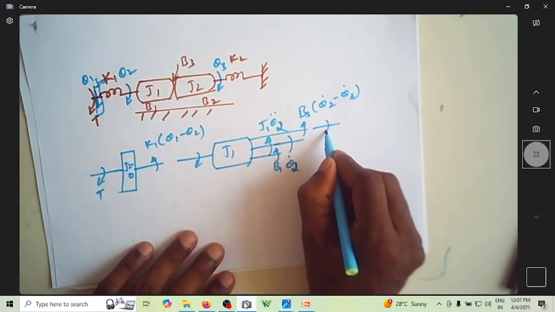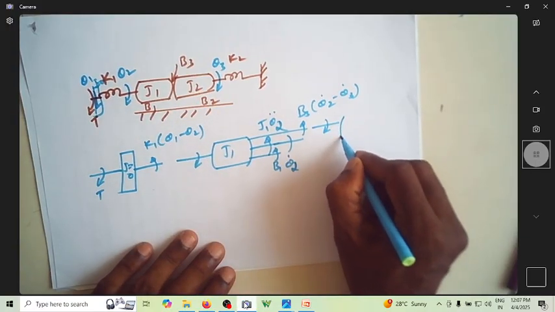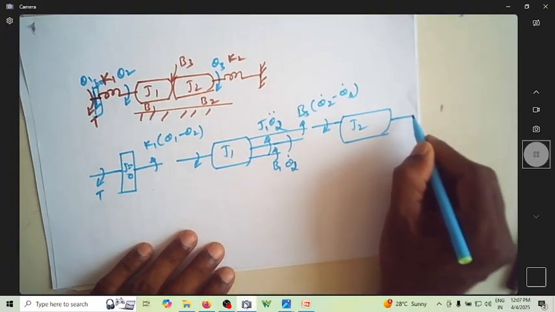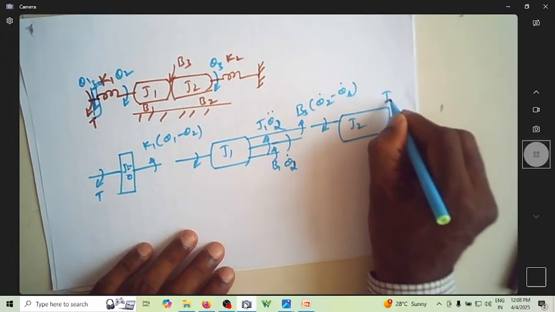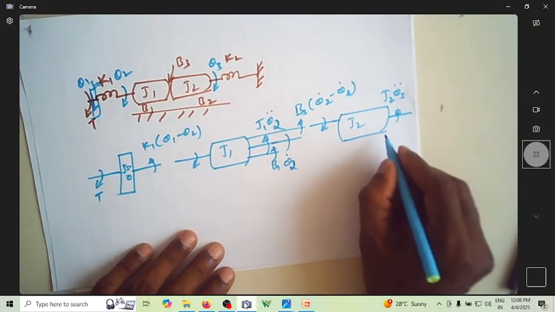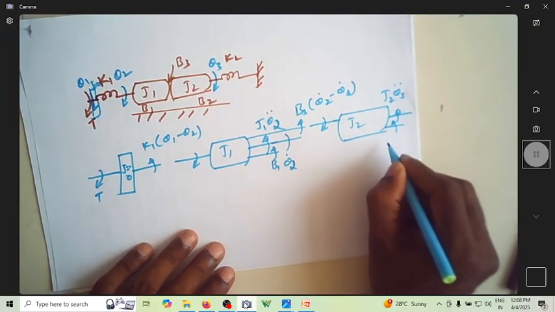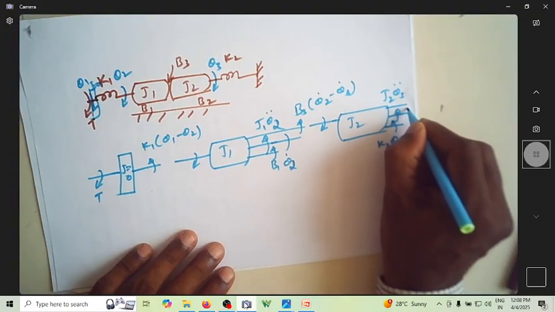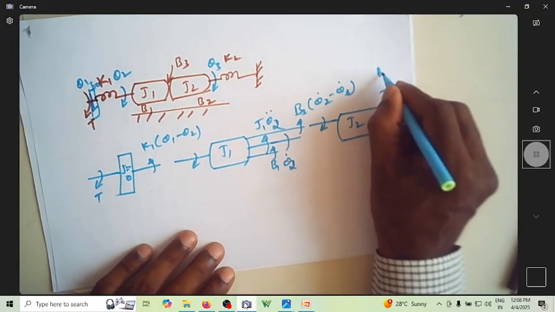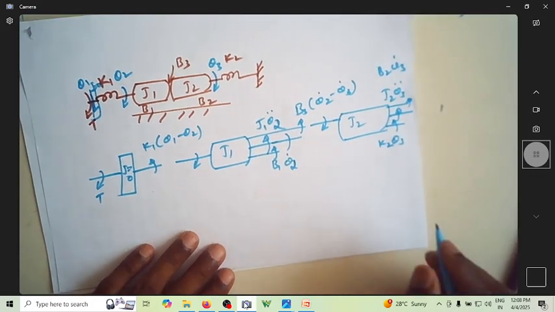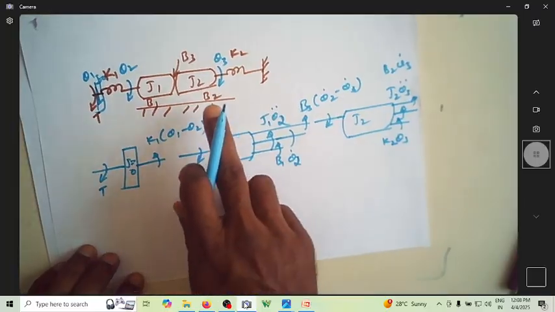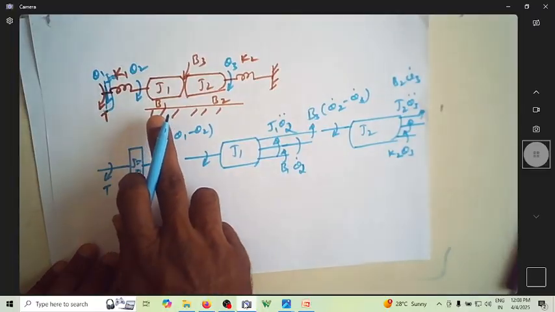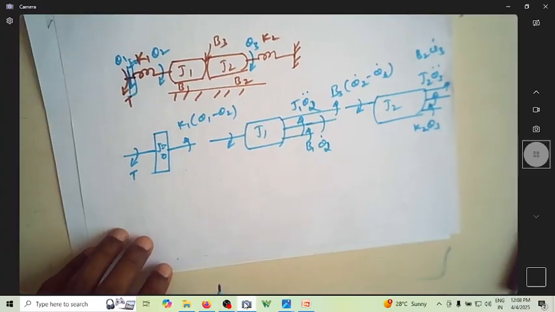This happens to be the acting torque for this J2. You can see this is the acting torque on this. The opposing torque is due to J2 itself, J2 theta 3 double dot, and there is one more opposing torque due to K2 theta 3, and another opposing force due to B2, that is B2 theta 3 dot. So here for this we have 1, 2, 3 opposing forces. For this also we have 1, 2, 3 opposing forces.